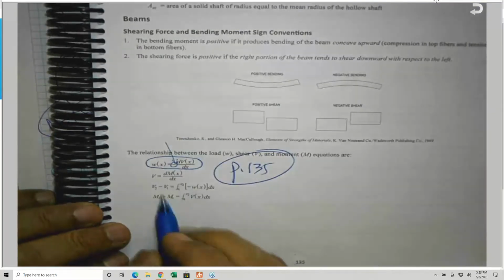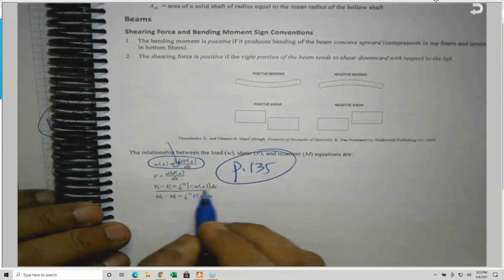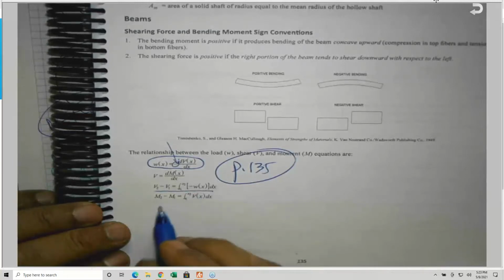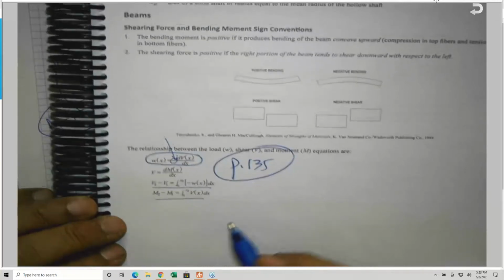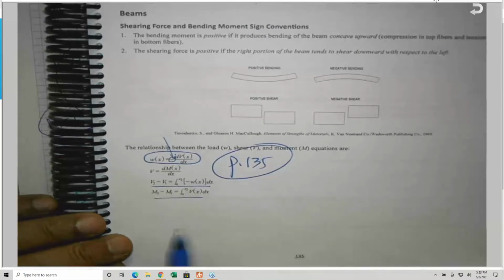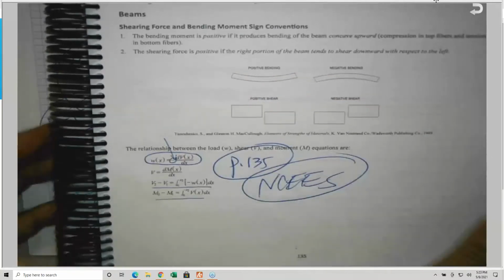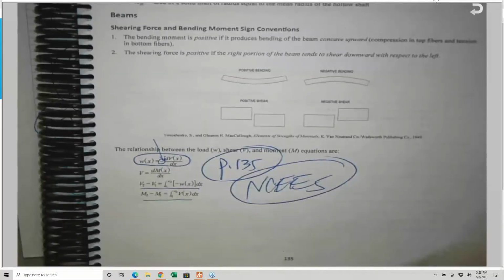Here it is. The change in the shear between 2 points is equal to the area under the load diagram, and the change in the bending moment is on page 135 of the NCEES. Or you look at my book, it's over there also in the chapter. Here it is. It is given here also, if you don't have the NCEES.